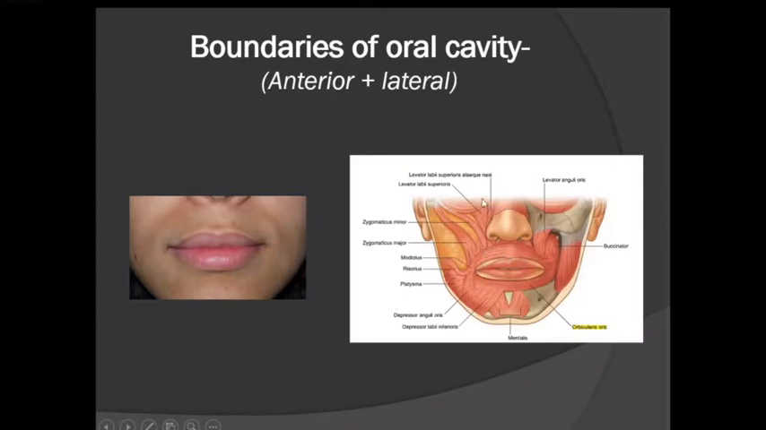And you have, of course, levator muscles, depressor muscles, all these things. I'm not going to go into detail, as we have already studied that probably. But on the lateral side, you also have the buccinator muscle, so that forms the cheek. Just to give you some idea about that.